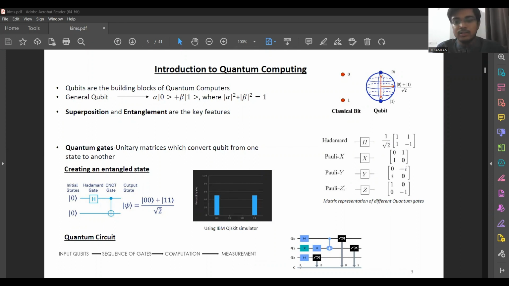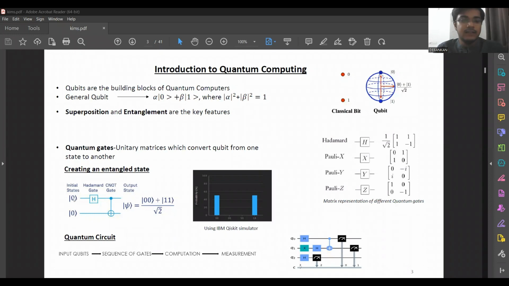So here you can see in this picture, I have shown a few examples of quantum gates, which are the Hadamard gate, Pauli X, Pauli Y, and Pauli Z. These are very important gates. That's why I have shown them here. And the corresponding matrix representations are like this. All of these matrices are unitary because ultimately we have to preserve the norm of the state after we apply unitary matrices. So now here I have shown a quantum circuit.